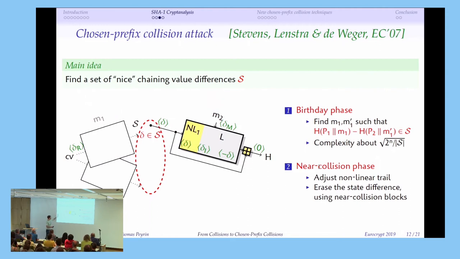No, we look at pairs from this side. I mean, the complexity is the number of random blocks we have to try until, for one of the pairs of random blocks, the difference is in the set S.